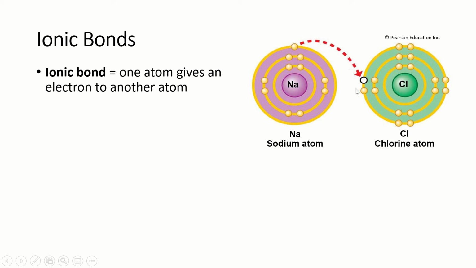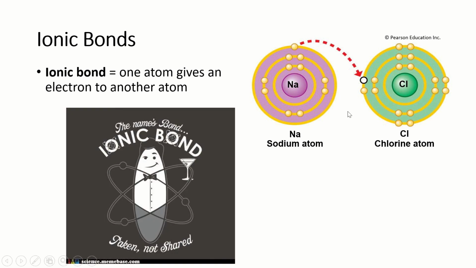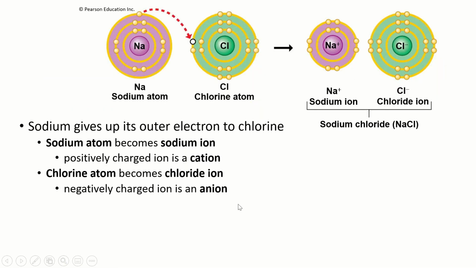They both now have a non-normal number of electrons. And remember that electrons carry a negative charge. And so this is going to give the resulting atoms a charge of their own. So sodium is going to give up a negative, and it becomes a positive, and it becomes an ion. So you remember the ionic bond because the name's bond, ionic bond, taken, not shared. Got it? Okay. All right, so these are called an ionic bond because they make ions.